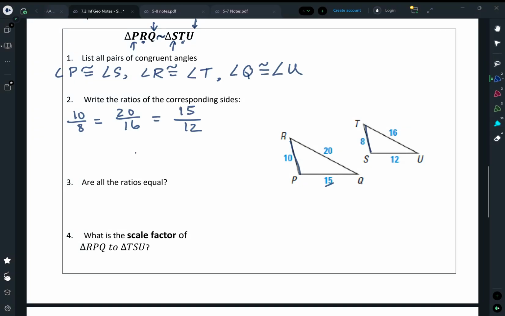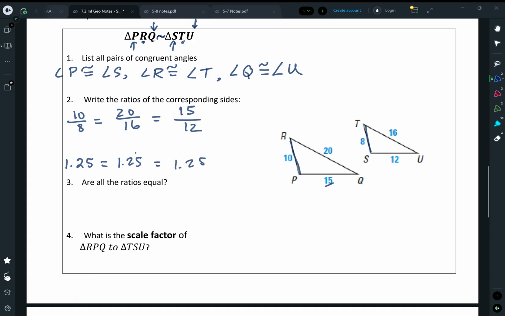And I could either divide those out on a calculator to prove that they're equal and write a decimal for each of them. That might be the easiest way. So if we do 10 divided by 8, you put the 10 in your calculator first and then divide by 8, you get 1.25. And then I could do the same thing on the next one and the same thing on the last one.